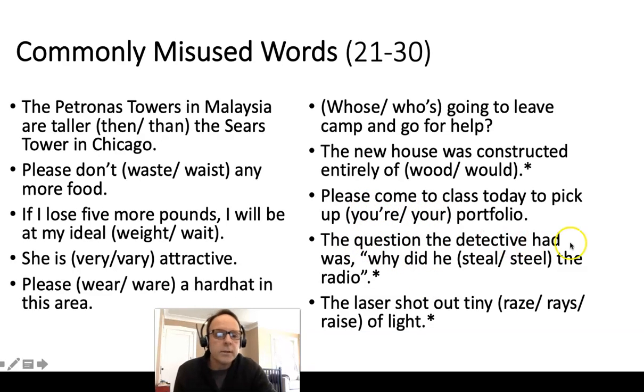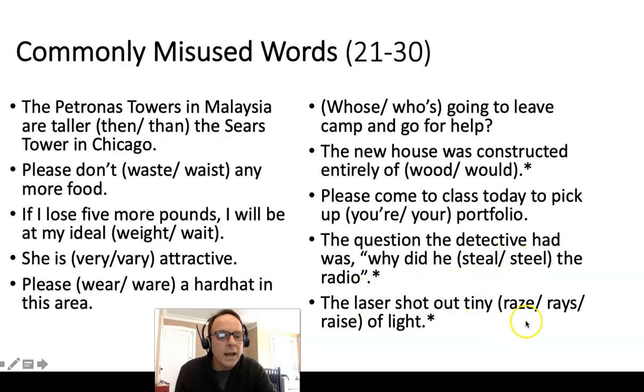Couple more. The question the detective had was, why did he steal the radio? First one is the correct one, to take something that doesn't belong to you. The second one is the metal, right? Like steel. And if anybody's a football fan, we don't say the Pittsburgh Steelers like S-T-E-A, we say S-T-E-E-L, right? Because Pittsburgh, once upon a time, was a steel town where they manufactured a lot of steel, and has nothing to do with stealing, with taking something. That's not their mascot, but it's the people who worked in the steel industry. That's where they get that. So steel is a metal. This is the one we want to choose, the first one for this sentence.